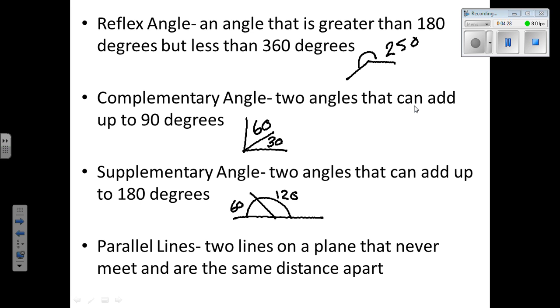And then you have parallel lines, two lines on a plane that never meet and are the same distance apart. So write down these definitions and draw the pictures. Pause it if you need to, otherwise I'm going to continue.